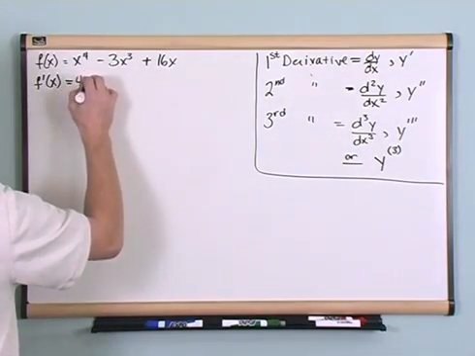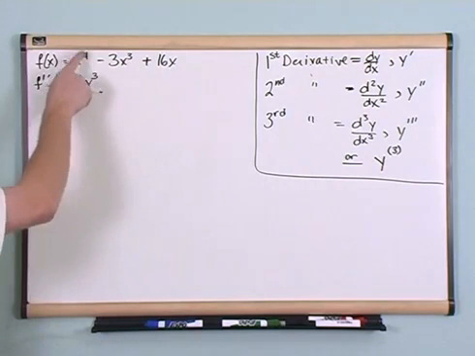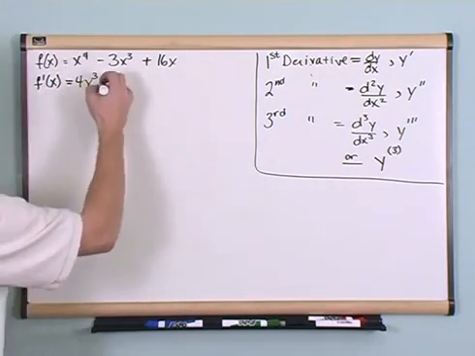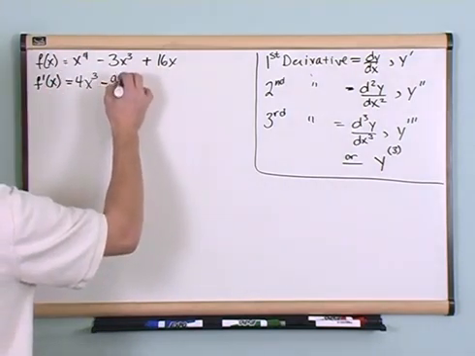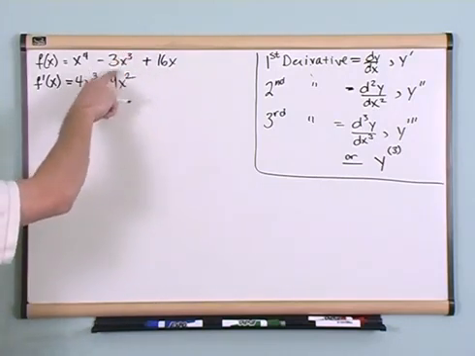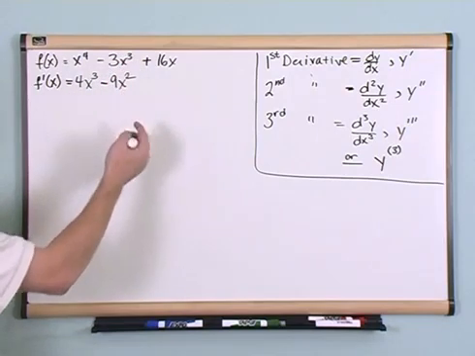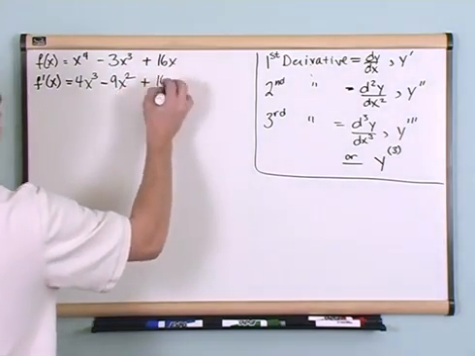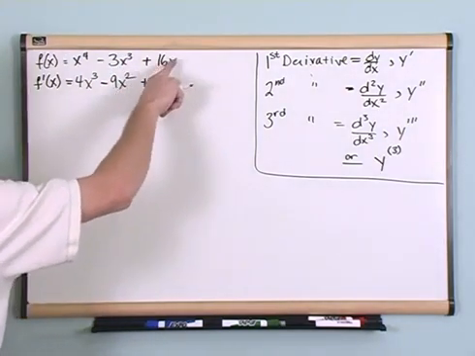This is going to be 4x to the third using our exponent rule. 4 comes out and you have 3 in the exponent, minus 9x squared. The reason it's 9 is the 3 comes out of the exponent. 3 times 3 is 9, and the exponent is 3 minus 1. And then over here you're just left with 16 because 1 comes out of the exponent.